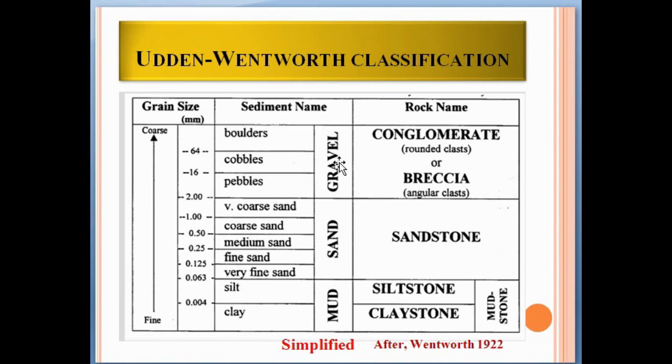Again, these sediments are classified into mud, meaning silt and clay come under mud. Then very fine sand to very coarse sand come under sand, and pebbles to boulders are known as gravels. These are the rock names. Gravels form conglomerate, and breccia also comes under gravels, and sand means sandstone. Then mud is actually siltstone or claystone.